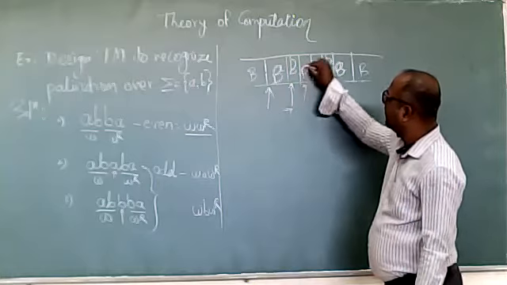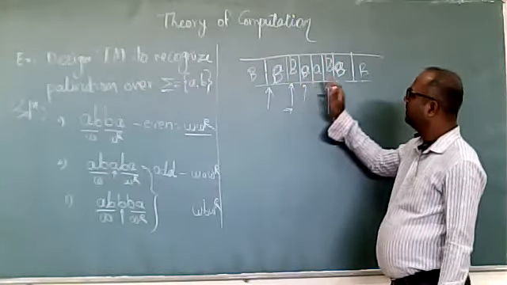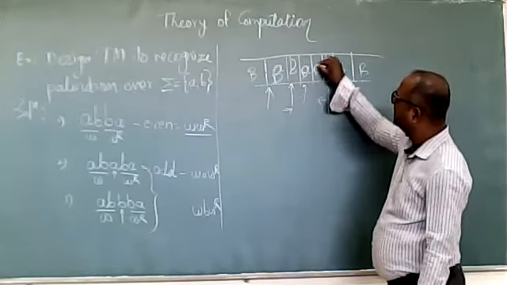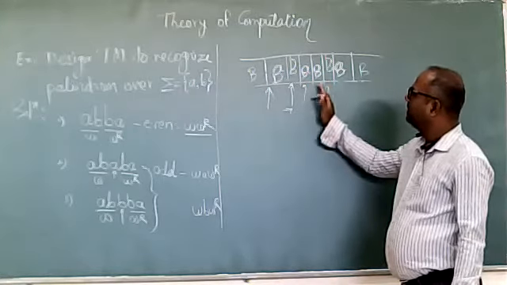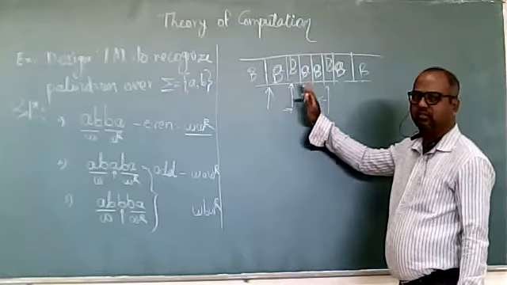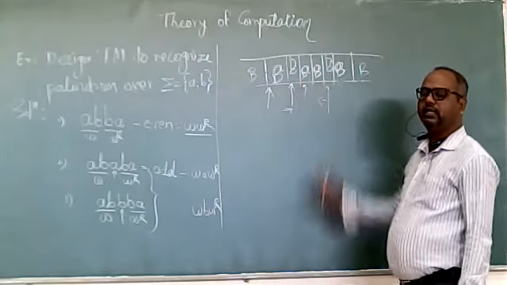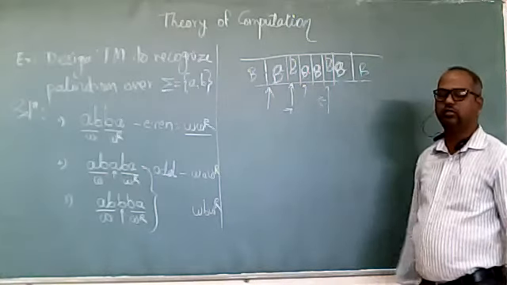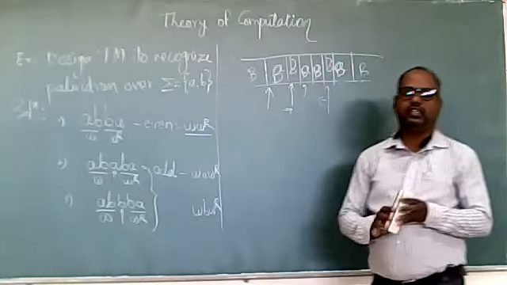If it is an a, make it blank. Change right, keep the blank as it is, change the direction, and if it is a, make it blank. Okay, blank. Change left direction, we are getting blank. Change the direction right, again immediately we get a blank because there is no input alphabet, so we will stop. So this is the basic logic of checking the palindrome.